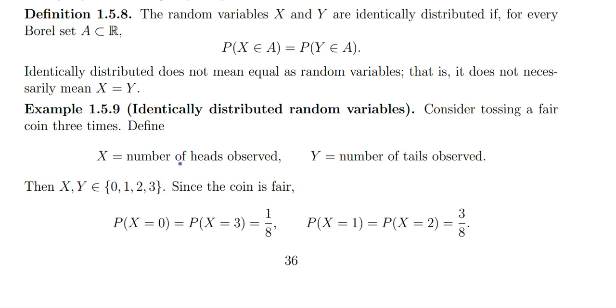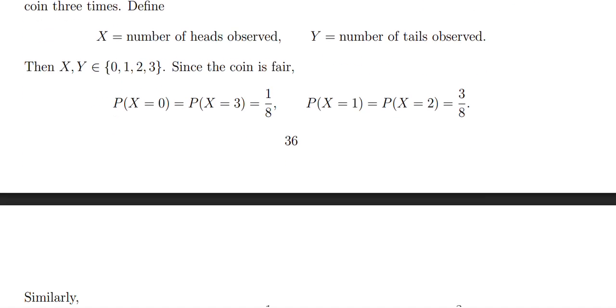If you take this example, X equals the number of heads and Y equals the number of tails, then you will see that probability of X equals a is the same as probability of Y equals a. But they are different. They do not meet at any point.